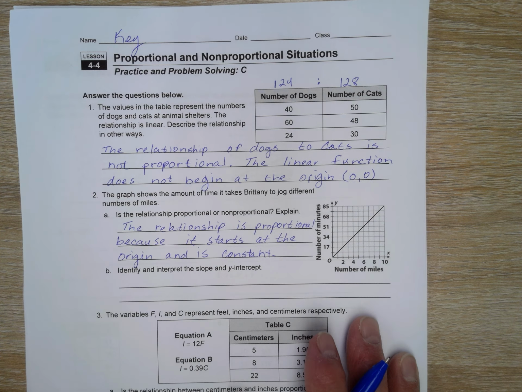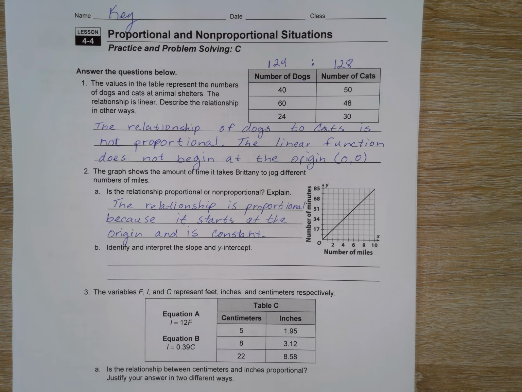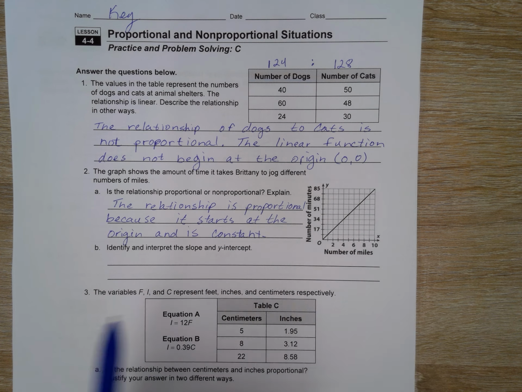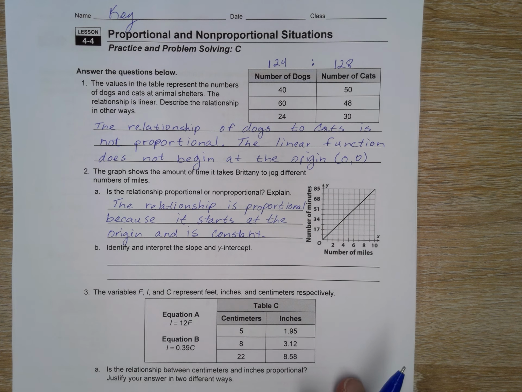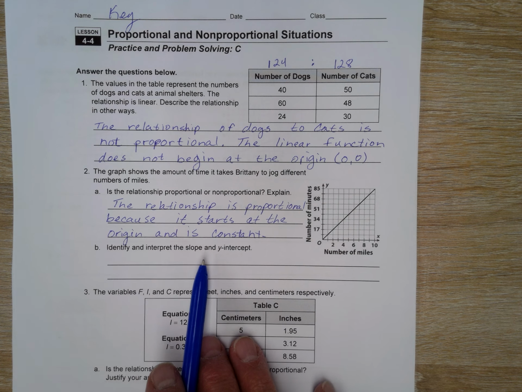Now, for those of you who may be like I was when I was your age, I would have said, come on, nobody jogs at a constant rate like this. And that's true. People don't. But this is just a hypothetical case just to get you to think about it, okay? Now, identify and interpret the slope and the y-intercept.